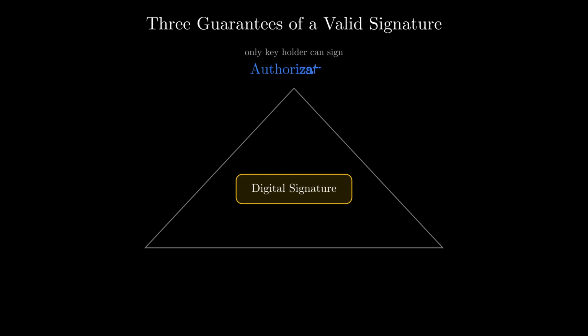A valid signature gives three guarantees. Authorization, only someone with the private key could have produced it. Non-repudiation, the signer can't later deny signing. The math ties them to it. Integrity, nobody can tamper with the signed message because changing even one bit invalidates the signature.